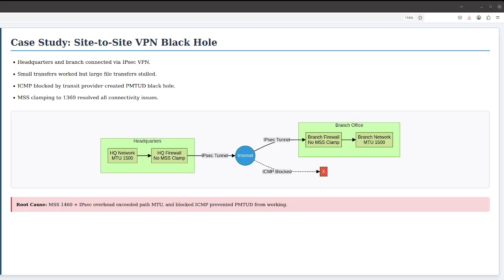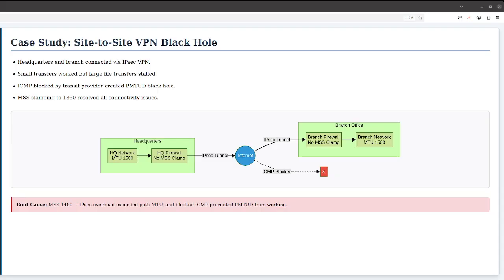The HQ firewall terminates the VPN tunnel on the headquarters side. This firewall was configured with standard IPsec settings but did not have MSS clamping enabled. The firewall connects to the Internet through its WAN interface. The Internet cloud represents the public Internet path between the two sites. All traffic between headquarters and the branch must traverse this path, which maintains a standard 1500-byte MTU throughout.